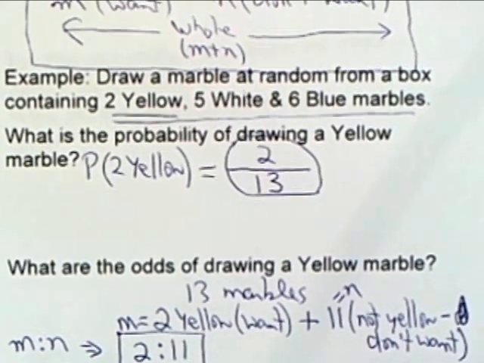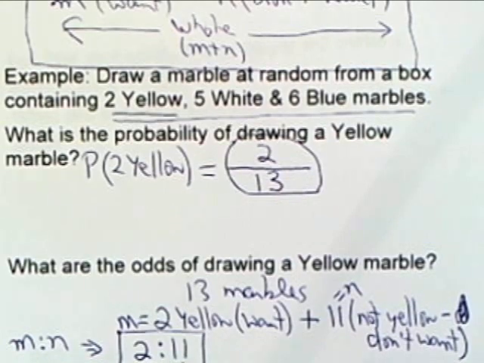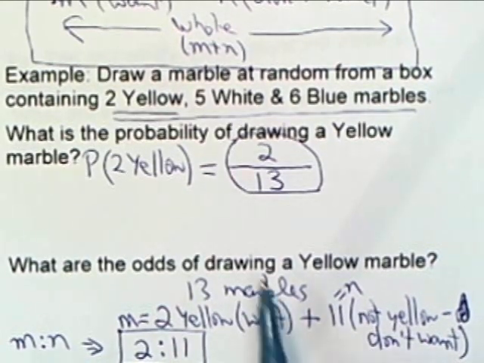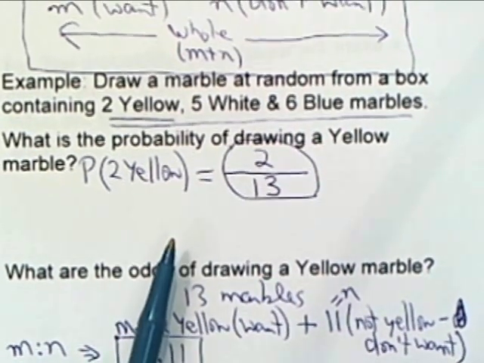It's the things you want to the things you don't want. So this idea of breaking the sample space up into what you want versus what you don't want, to me, is very powerful.